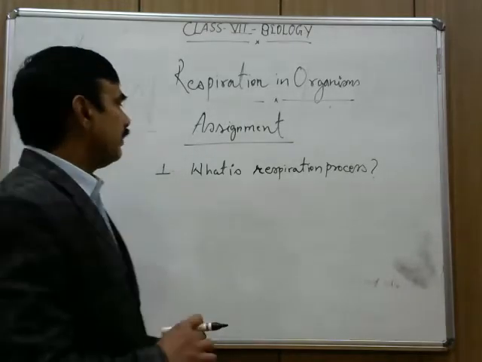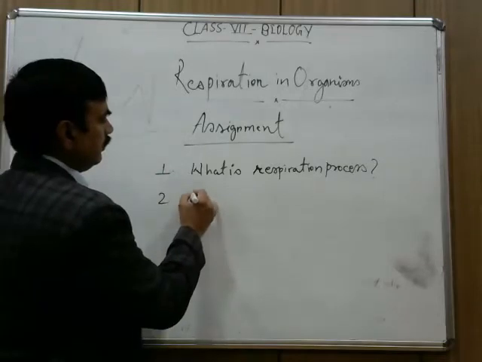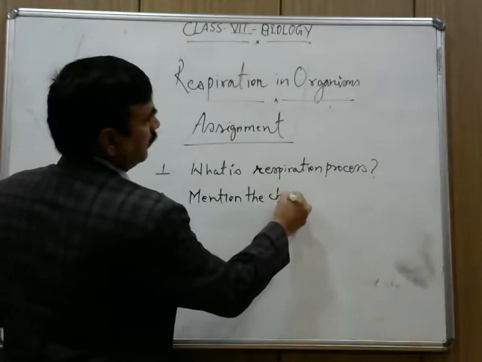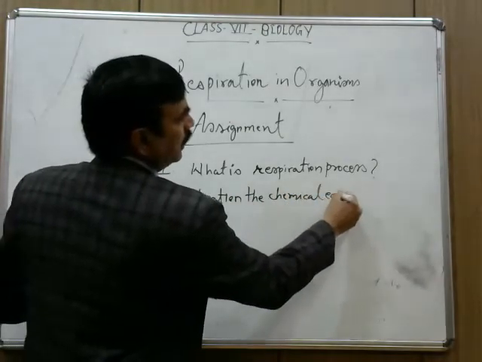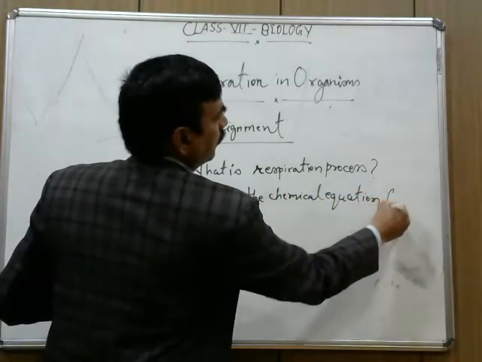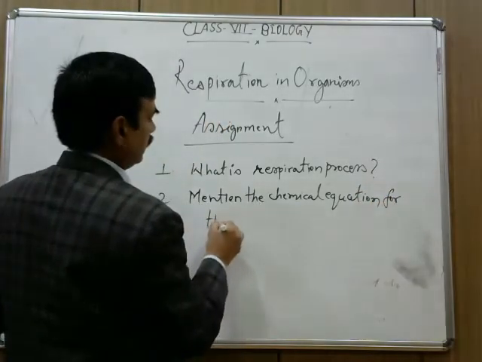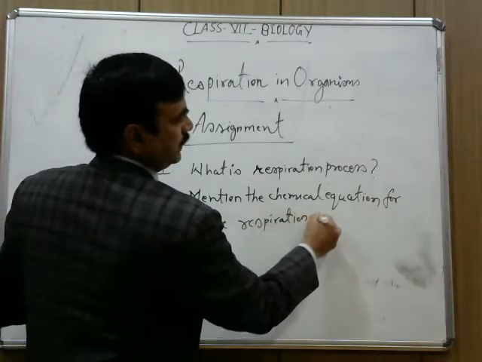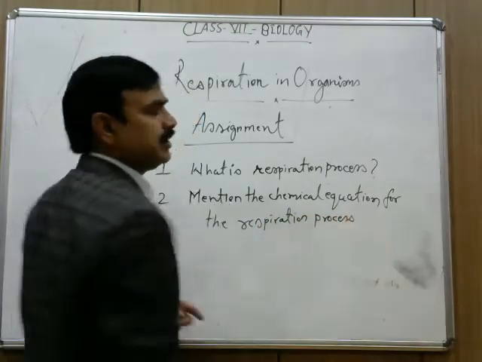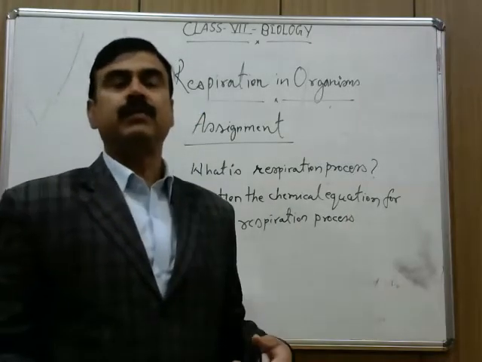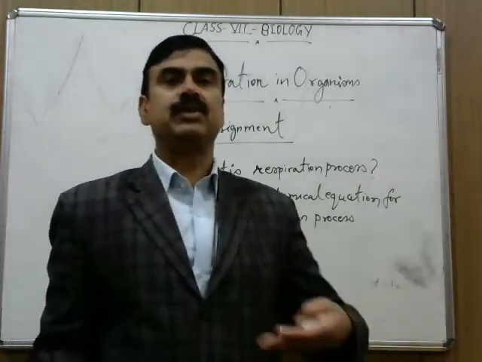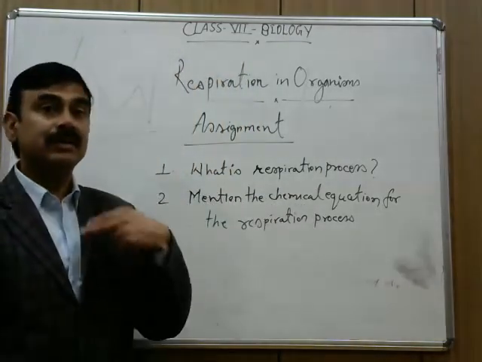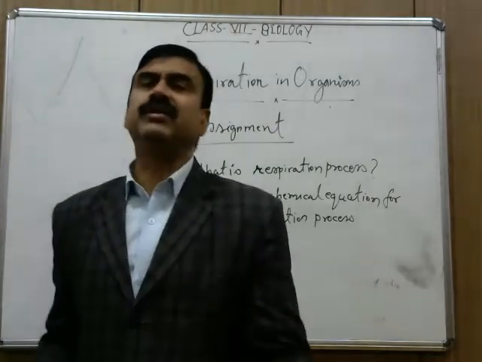So that was number 2: write the chemical equation for the respiration process. As I told you, glucose will be broken down in the presence of oxygen into water molecules and carbon dioxide, and energy is released. You have to mention that in words or you can write it in chemical form, right?